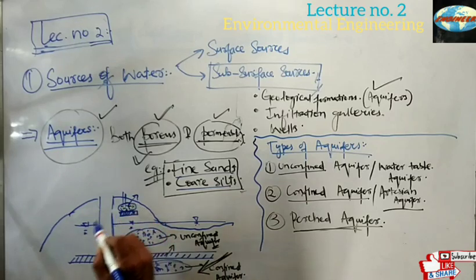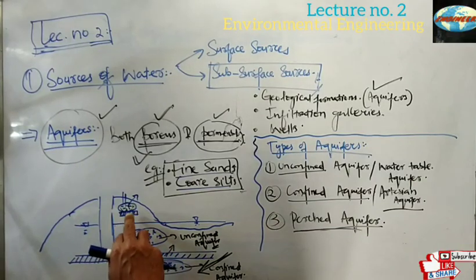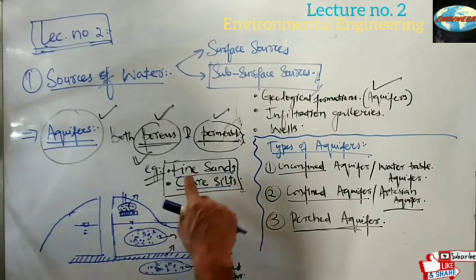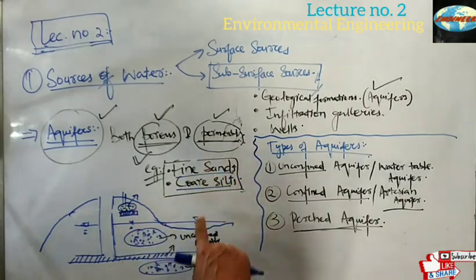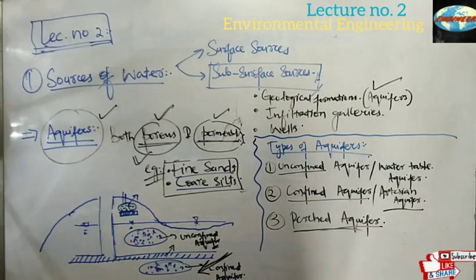This sort of formation where we have a limited impermeable layer above the water table. The water table is over here, and above that water table I have a limited impermeable layer, and above that impermeable layer I have a geological formation of fine sands and coarse silts. This is called a perched aquifer. I hope everyone is understanding it.